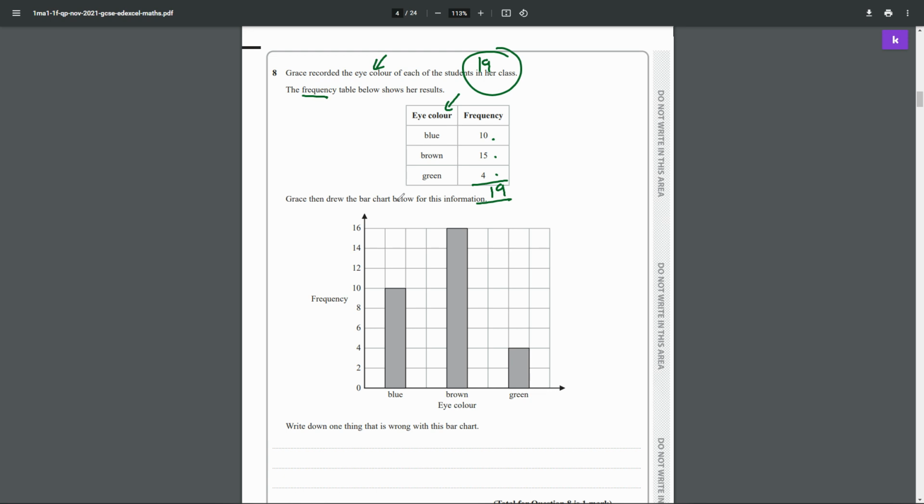She then drew the bar chart below. And she got 10 correctly. She got 15 incorrectly. Can you see that? She got to 16 over there. She's supposed to have that a little bit lower. And then 4 is correct as well. It says write down one thing that is wrong with this bar chart. The bar for brown is at 16, not 15.